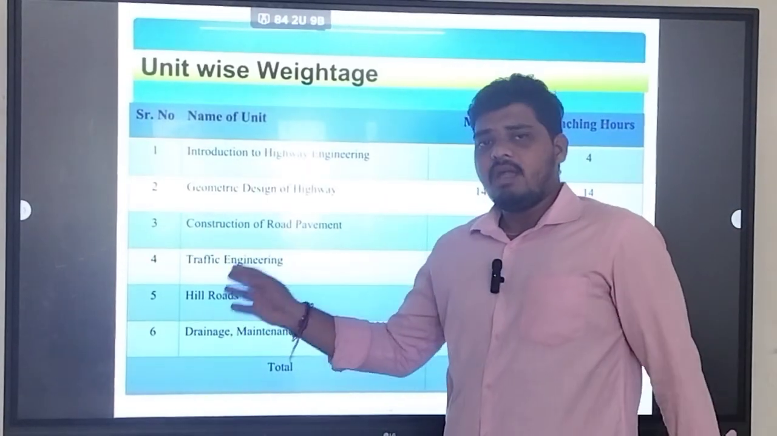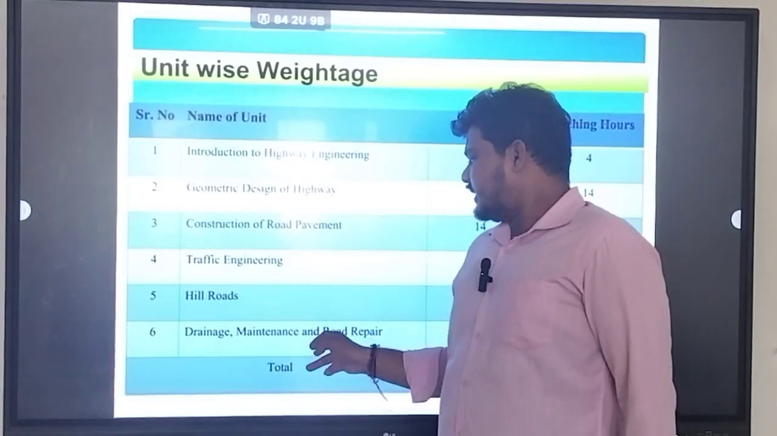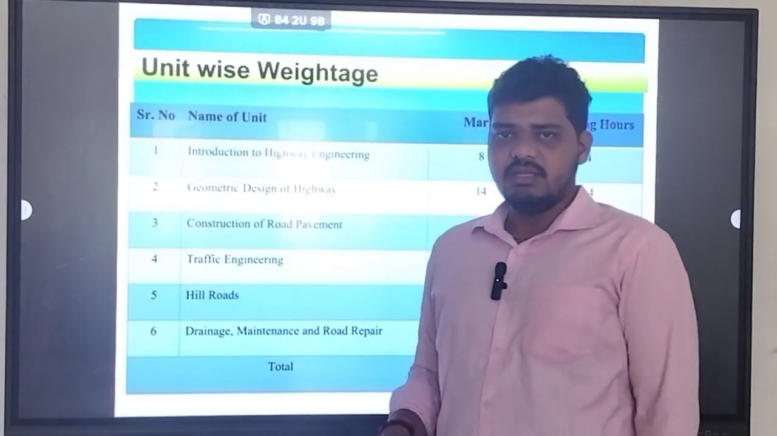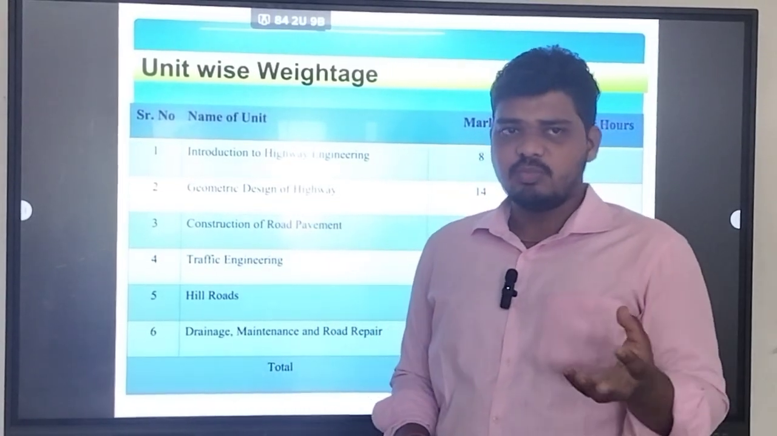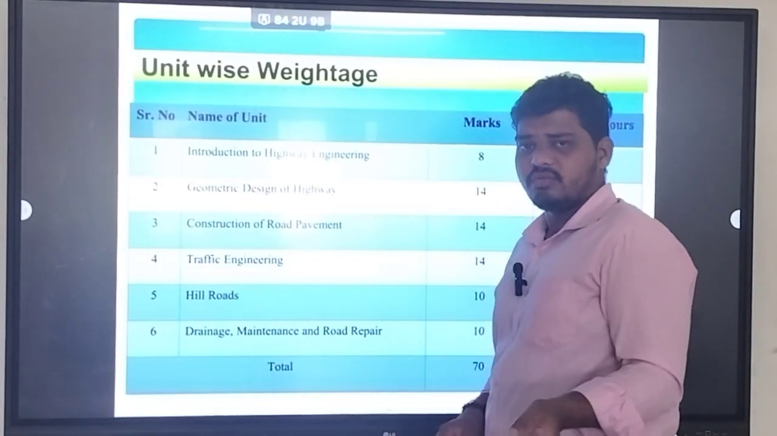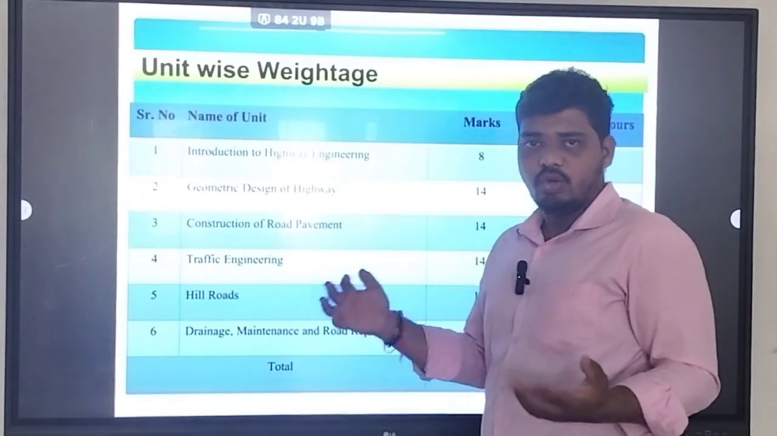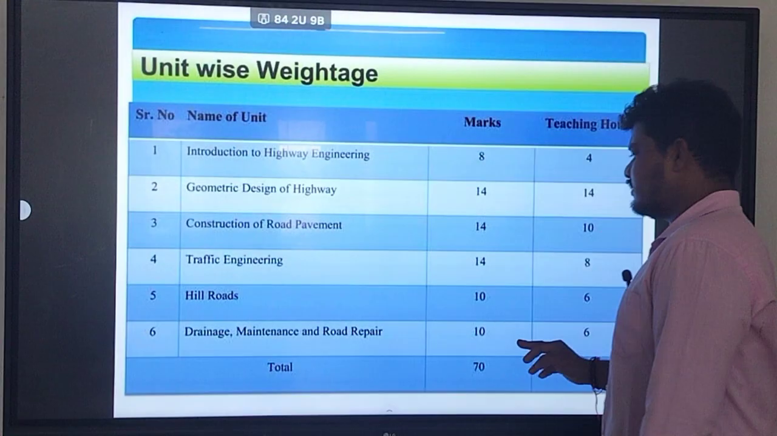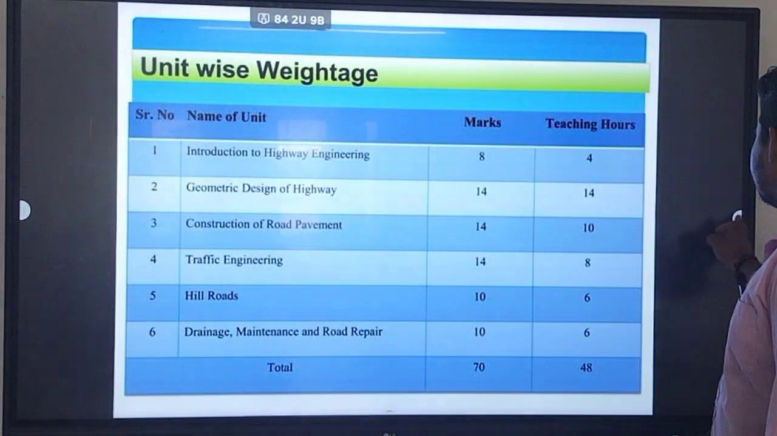Then after construction, maintenance and rehabilitation are there. There are various potholes and rutting, damage in the road, so we have to maintain that. How to maintain these things is studied in this chapter.